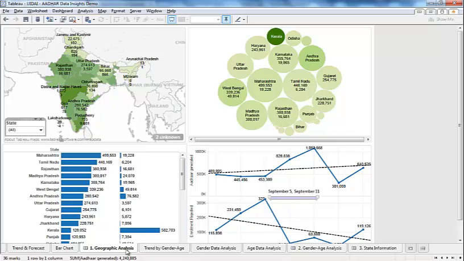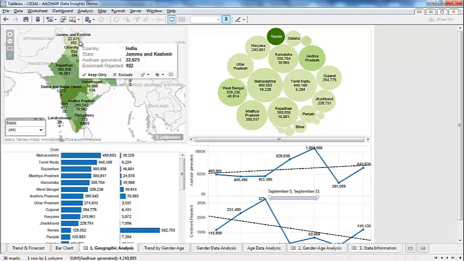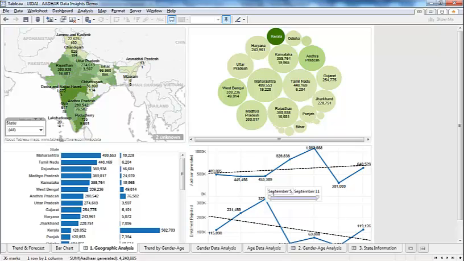The dashboard is divided into four sections. The first being the map of India, where the topmost number represents the Aadhaar generated for a particular period, and the bottom number represents the enrollment rejection during that period. The period over here represents data from September 5th, 2013 to 11th September 2013.